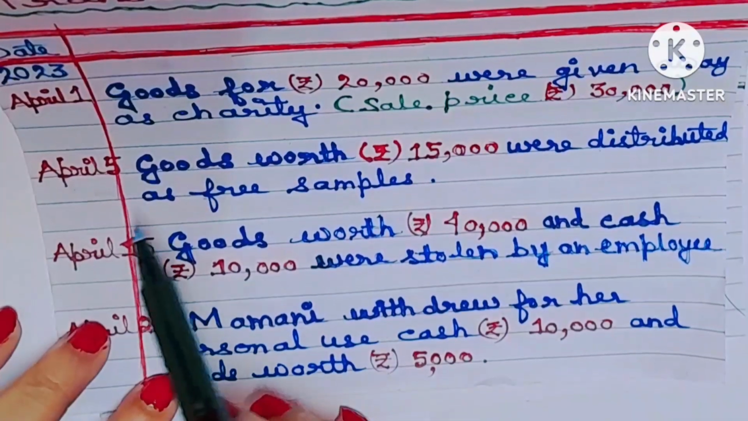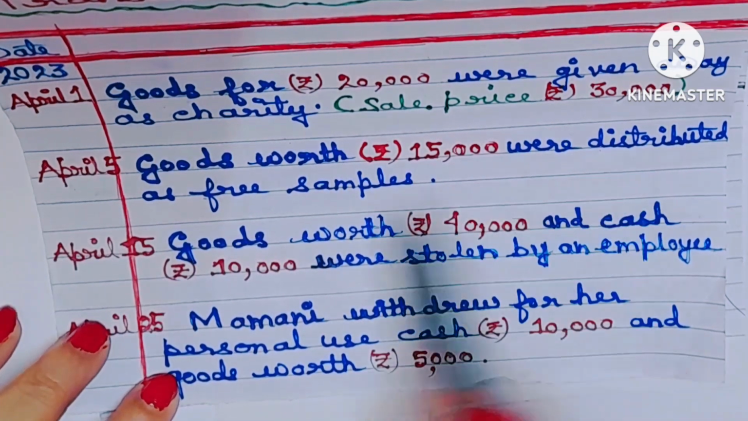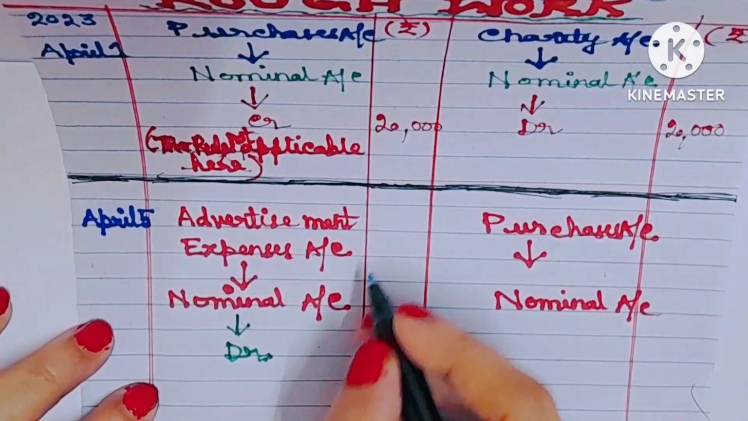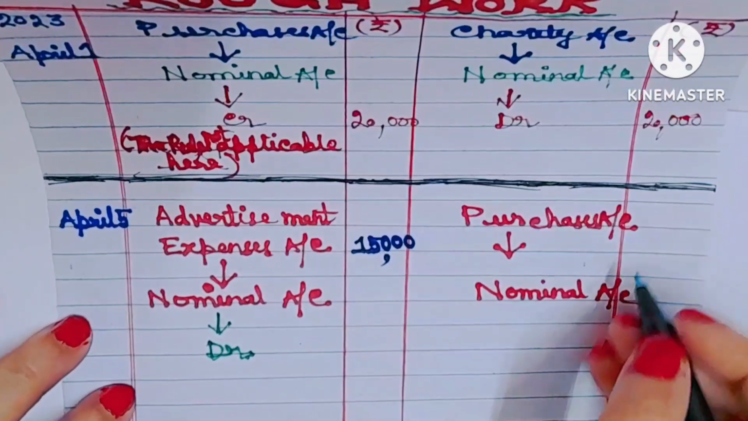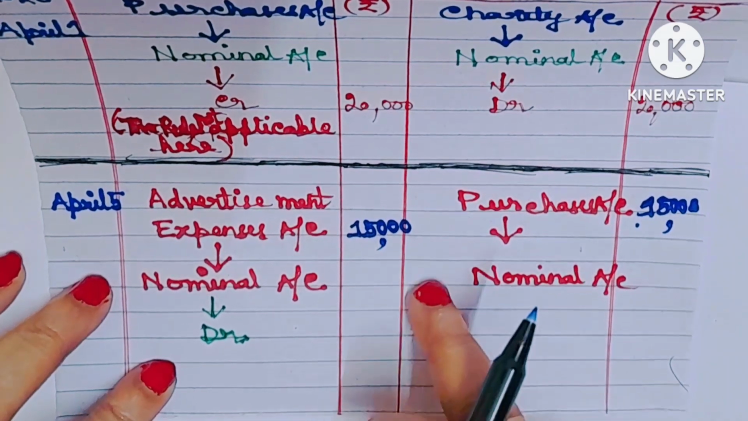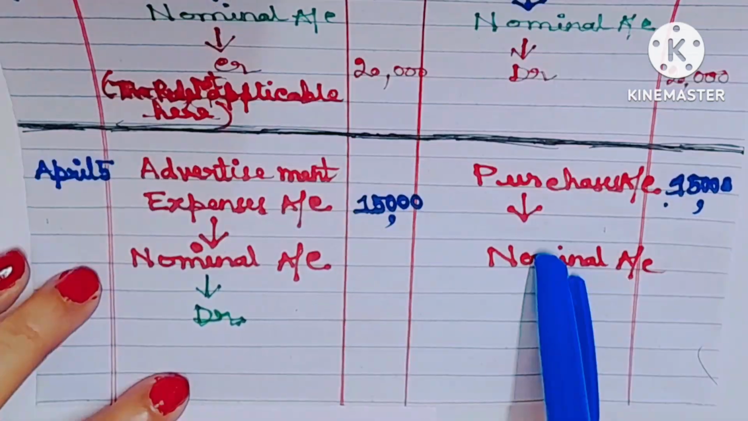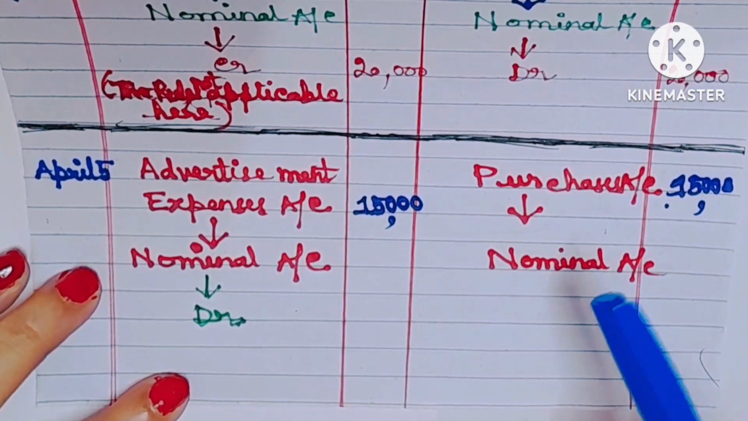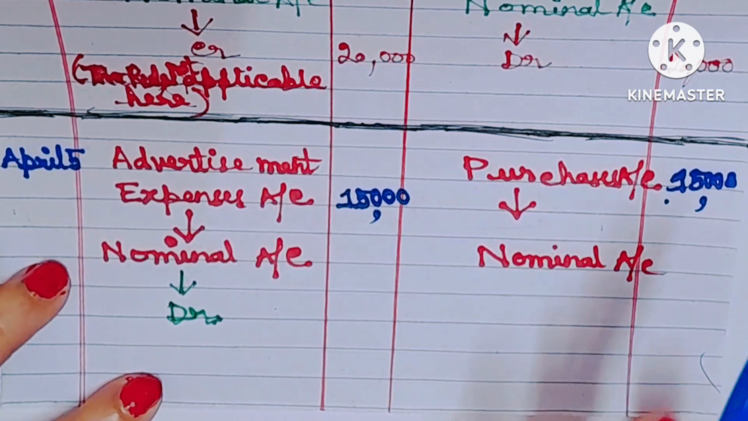Now, let's see the second transaction again. On 5th April, goods worth rupees 15,000 were distributed as samples. So, the amount is 15,000. So, let's write advertisement account 15,000. Understood? And purchases account will automatically be 15,000 because if one account is 15,000, another account will also be 15,000. Okay? Since this is a simple journal entry. Now, let's analyze purchases account. I have already discussed in detail about purchases account. But let me tell you in short again.